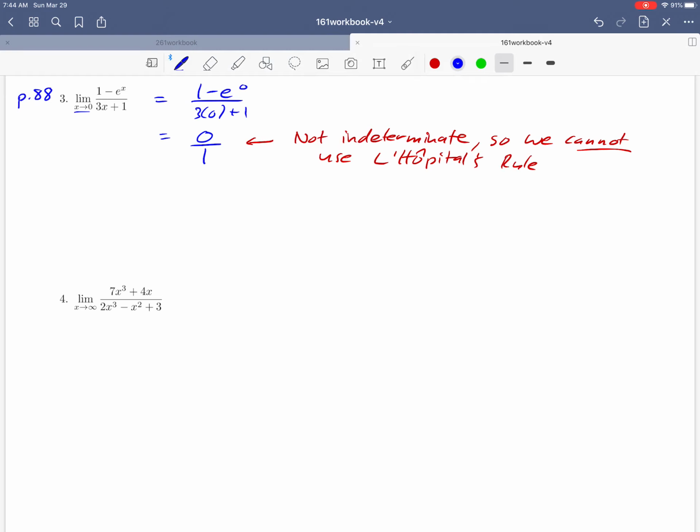So what do we do to calculate this limit? Well, really, all we have to do is notice that 0 over 1 is a number that we can actually calculate. You can take 0 and divide it by 1, and if you do, you're just going to get 0, and that's the value of our limit.